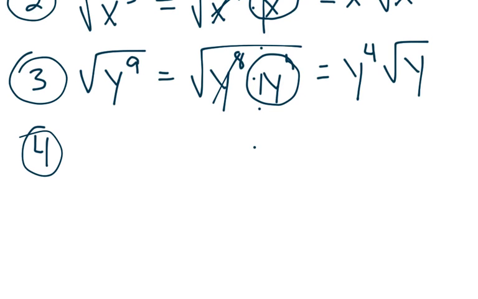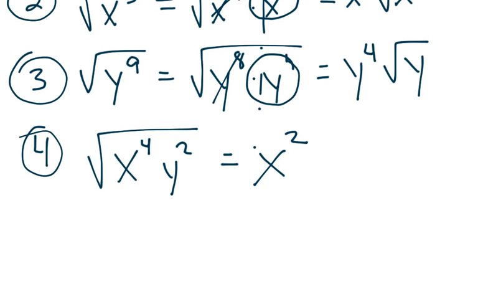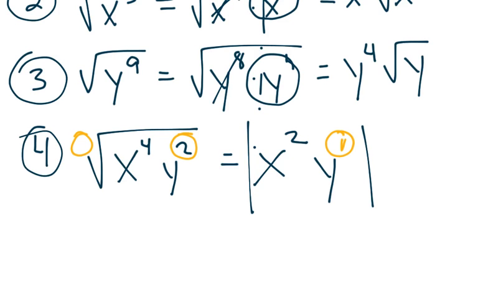Number 4, we have the square root of x to the 4th, y squared. The square root of x to the 4th, we're just doing one thing at a time, is x squared. The square root of y squared is just y. Well, for this, we've got an even. We do not need absolute values. For this, that's an understood one, that's odd. I've got an even, odd. So that means I need absolute values.